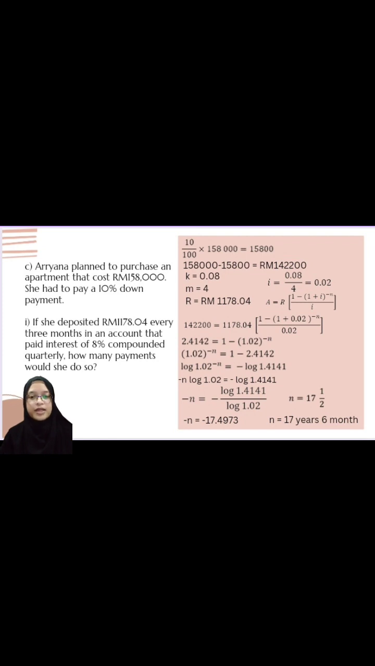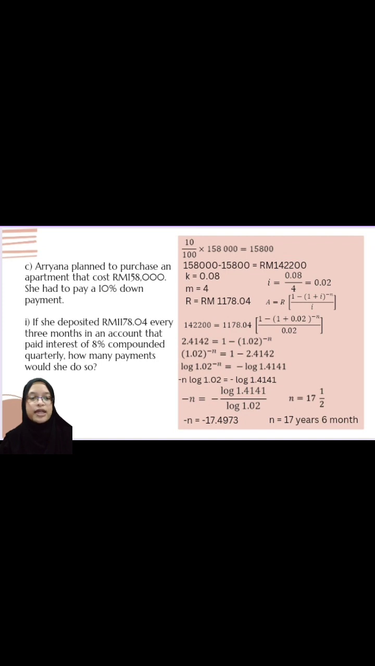Next, I will explain question 1c, Roman 1. Ariana planned to purchase an apartment that cost RM158,000. She had to pay a 10% down payment. First, we need to calculate the down payment: 10 over 100 times 158,000 equals 15,800. Then 158,000 minus 15,800 equals RM142,200.